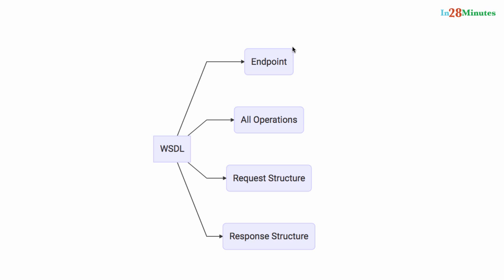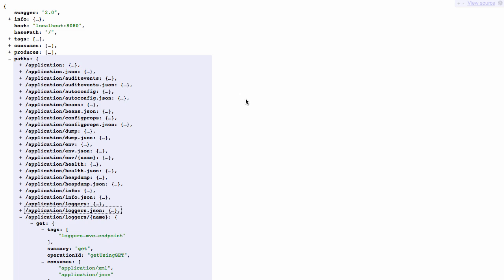When you are developing SOAP web services, you would use WSDL to define your contract. WSDL will define what is the endpoint, what are all the operations you are exposing, what is the structure of your request, what is the structure of your response. When you are talking about RESTful web services, you use something like Swagger to document your APIs.